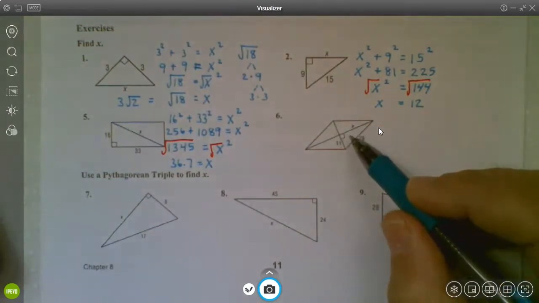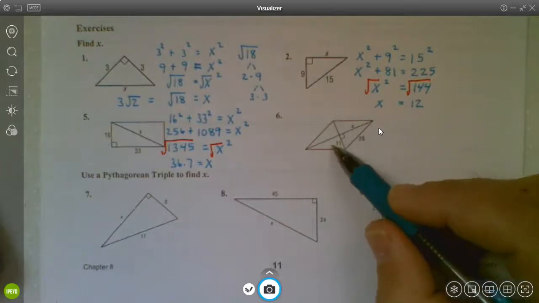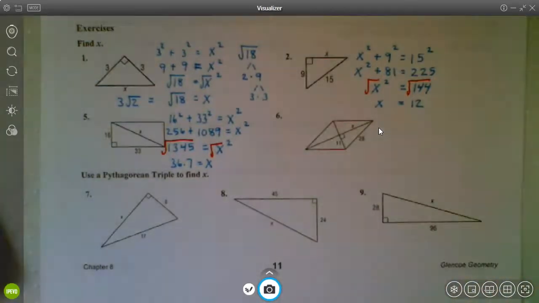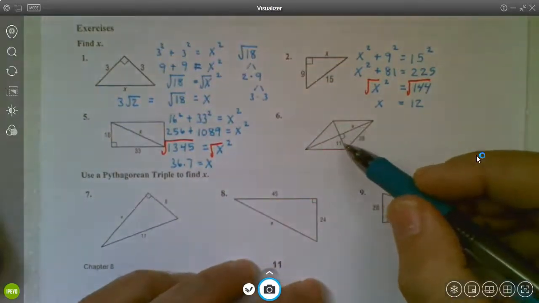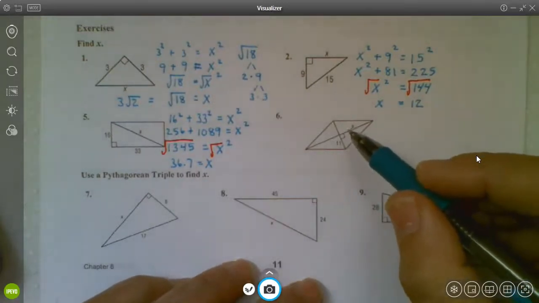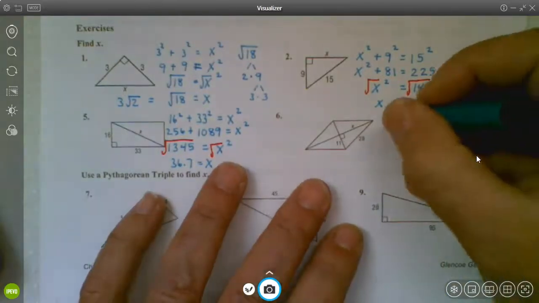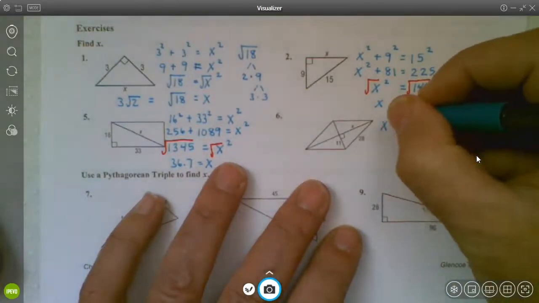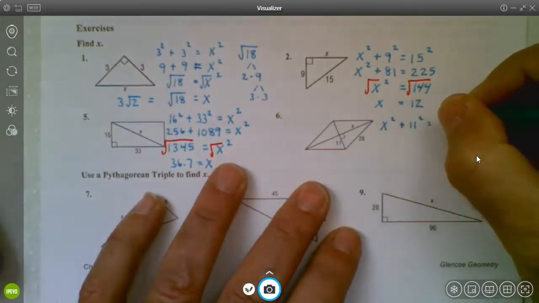Well, now I'm looking at 4 right triangles, right? That's a right triangle, so is that one, so is that one, and so is that one. So in a rhombus, you actually get 4 right triangles when you draw the diagonals. But anyway, all we want to focus in on is one of those right triangles. So here are my 2 legs. They are x and 11. Hypotenuse is 28. So if we go into our Pythagorean theorem, here's my a squared plus b squared equals c squared.